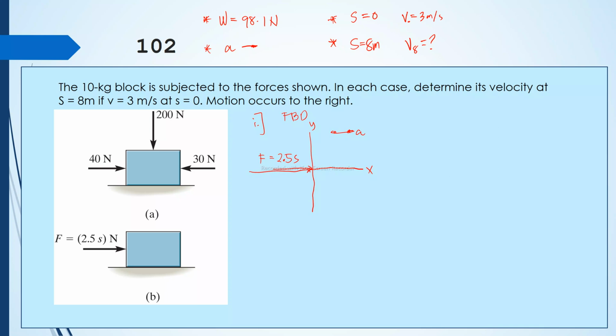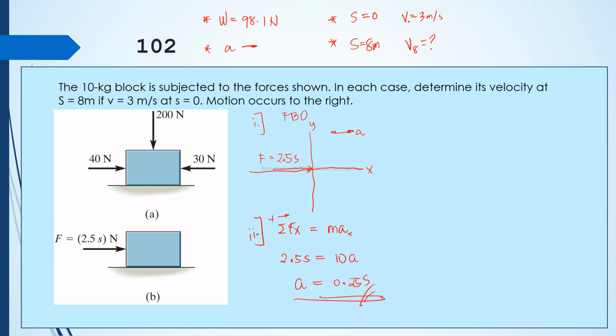Now we can put the force along X. Next, we solve force along X equal to mass times acceleration along X. Everything that moves to the right, or to the positive x-axis, is positive. So we have 2.5 s equal to the mass, which is 10 kilograms, times the acceleration. Therefore, our acceleration is 0.25 s. See, our acceleration is a function of the distance traveled.